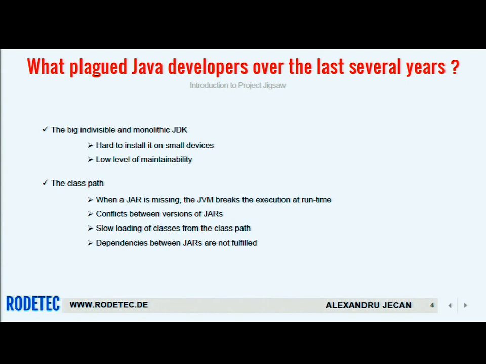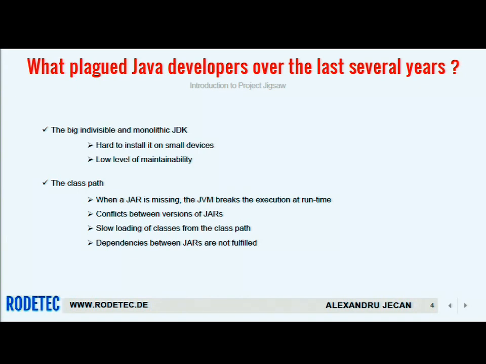Classpath, you basically put everything on the Classpath, and you can't say if something is missing or not. Then you can have conflicts between different versions of jars. There are popular frameworks that have hundreds of jar files on the Classpath, and when a jar is missing, the JVM breaks the execution at runtime. So you can't know if something is missing. The application works, and then maybe you will get a ClassNotFoundException. And with Jigsaw, this doesn't happen because you can't start the application.